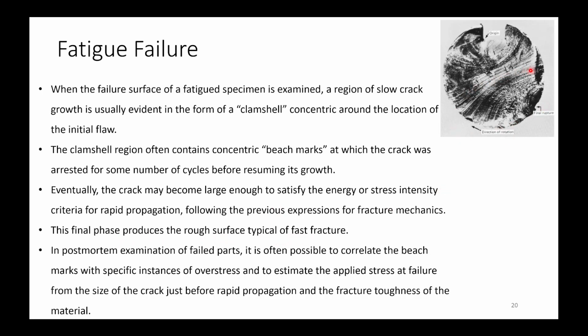So, when the size of the cross section remains very small compared to what load it can sustain, there will be a brittle type of failure in the last stage of your material. And in postmortem examination of failed parts, it is often possible to correlate the beach marks with specific instances of overstress and to estimate the applied stress at failure from the size of the crack just before rapid propagation and the fracture toughness of the material.